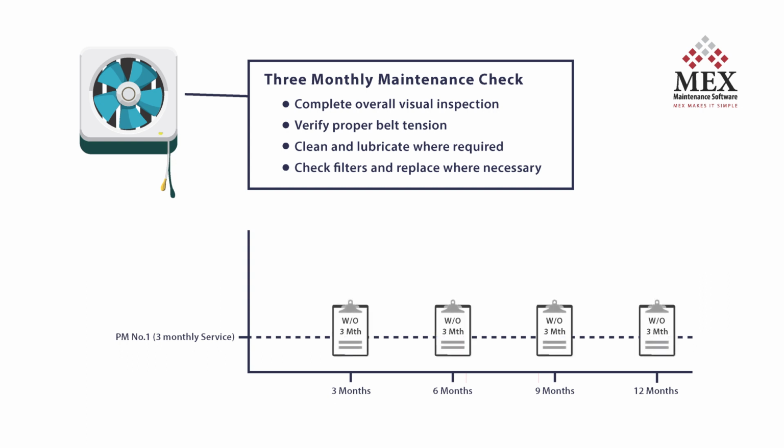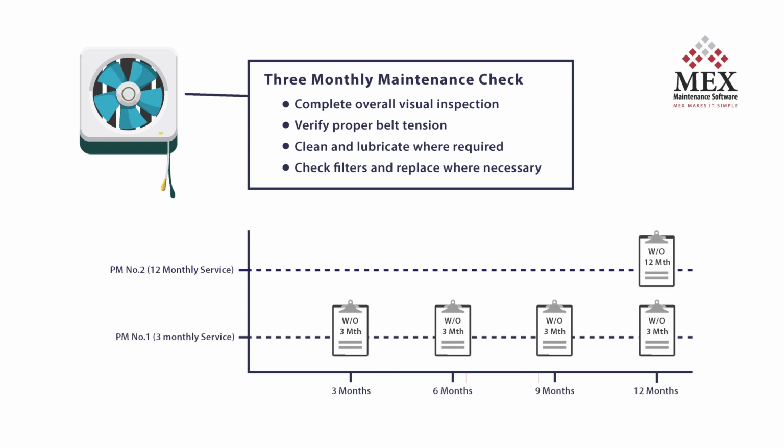If I'm required to also perform a more comprehensive service annually, I would create a second preventative maintenance schedule to produce work orders every 12 months. And if I use the preventative maintenance's hierarchy option, then the annual service will override the 3 monthly service, and when both work orders are due, only the annual work order will be produced.